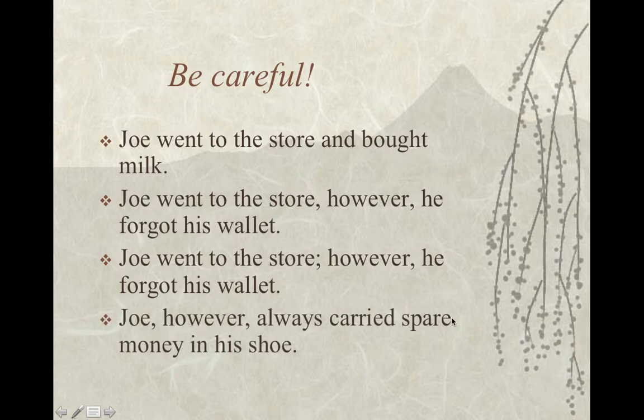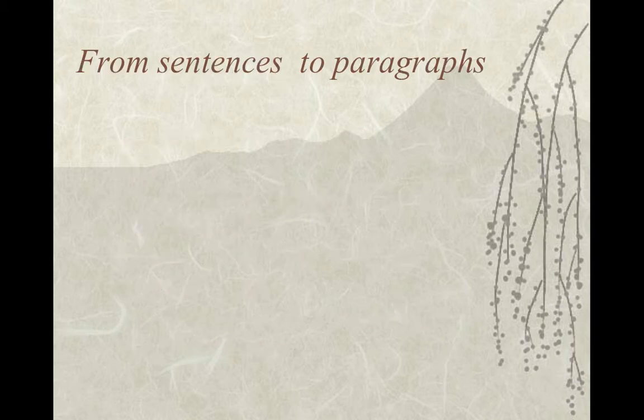"Joe, however, always carried spare money in his shoe." This is a however we've stuck into a simple sentence, right? "Joe always carried spare money in his shoe." We put that however in and appropriately put commas around it. There's like 6 comma rules that apply to if you stick something in a sentence, put commas around it. All right. So again, you've probably learned more about commas right there than you have in years.